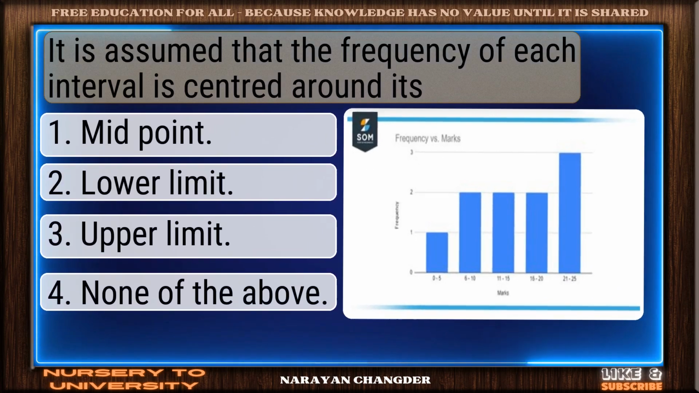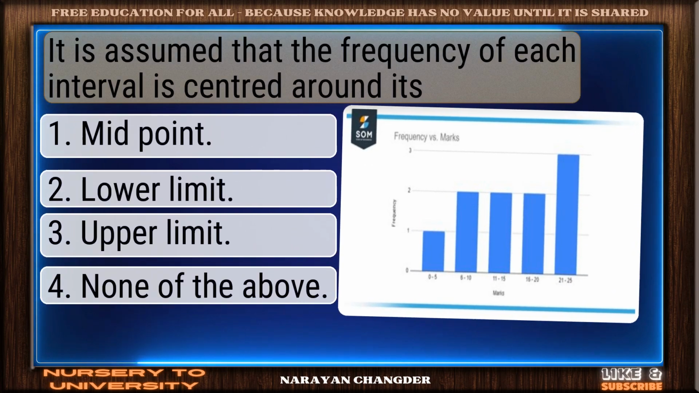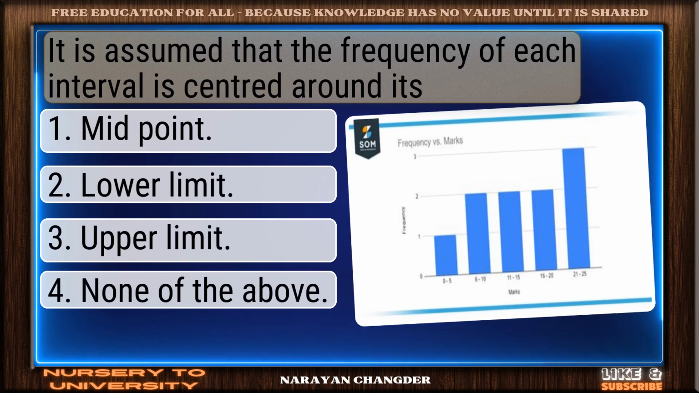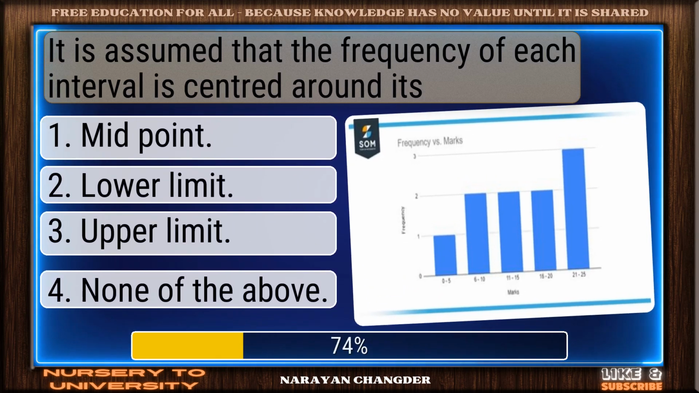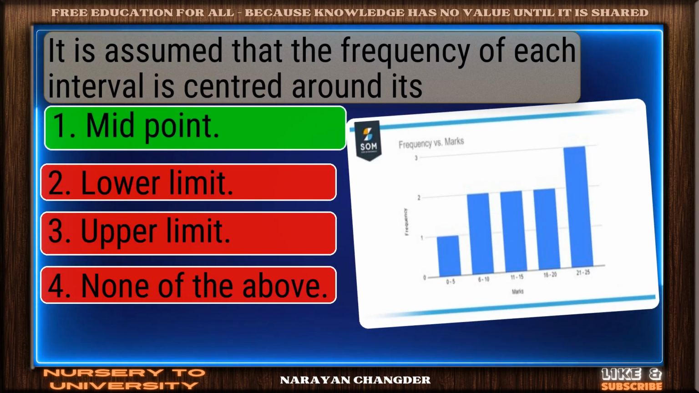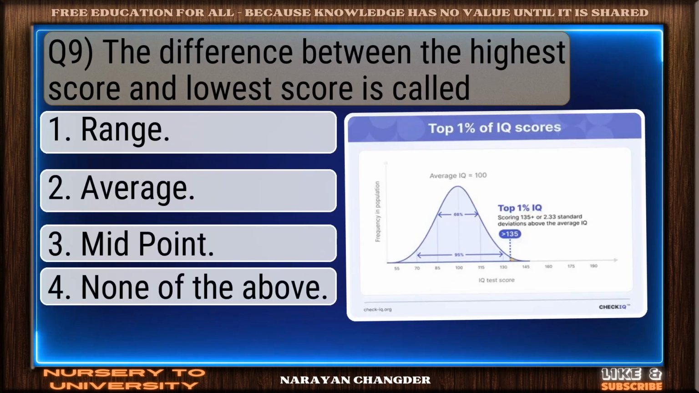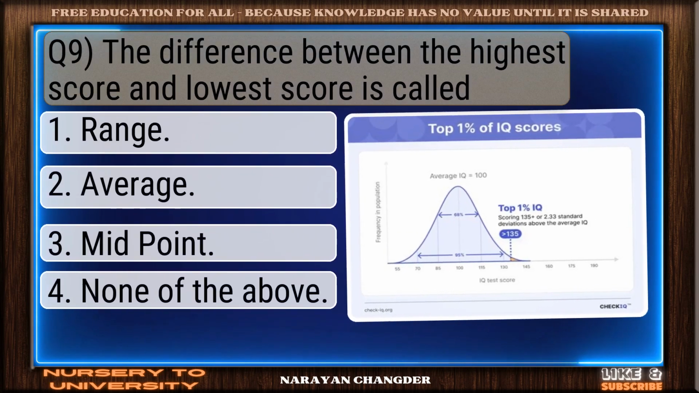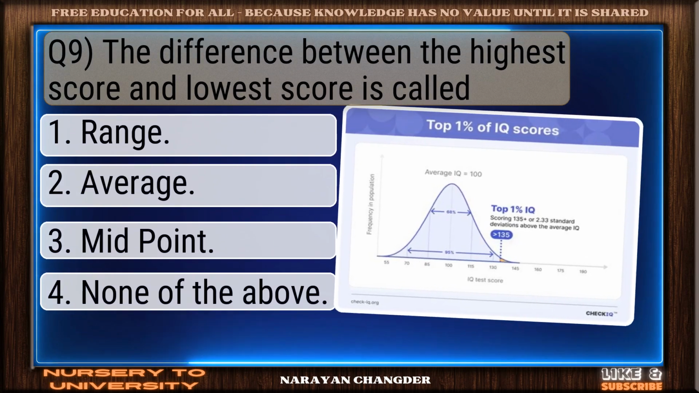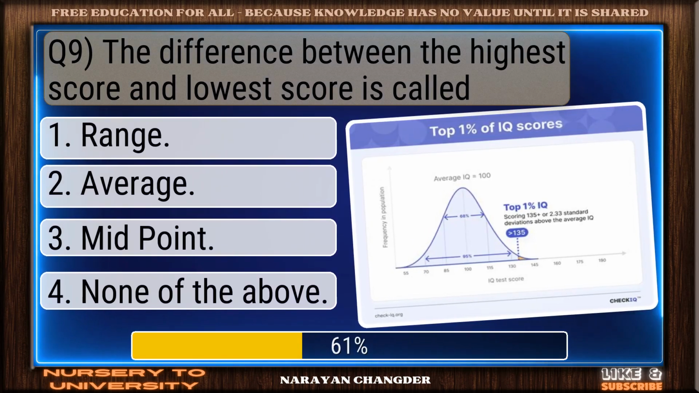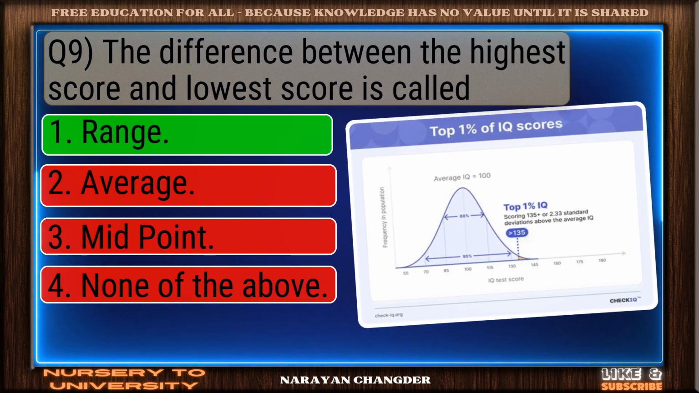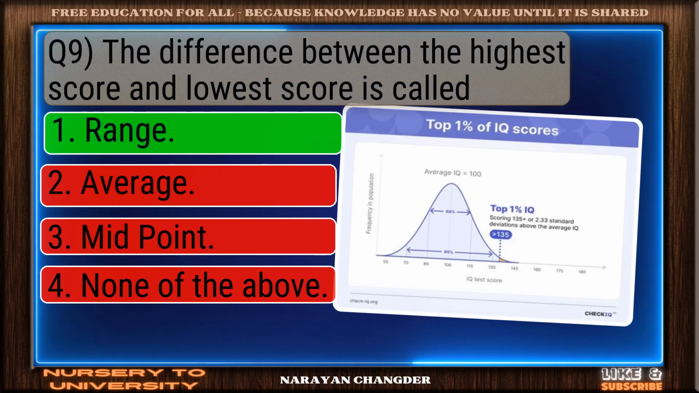It is assumed that the frequency of each interval is centered around its dash. Bravo. Midpoint is the answer. The difference between the highest score and lowest score is called? Nicely done. Range is solid.